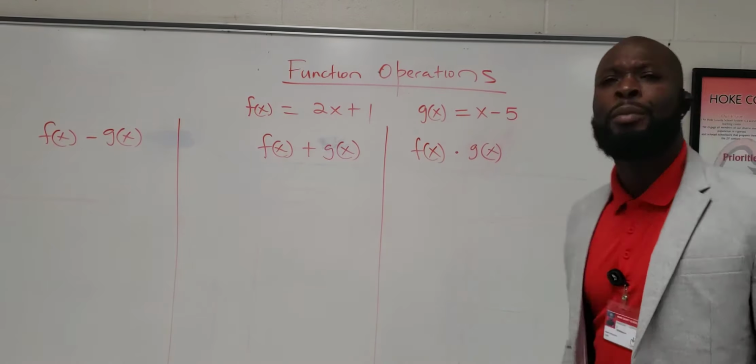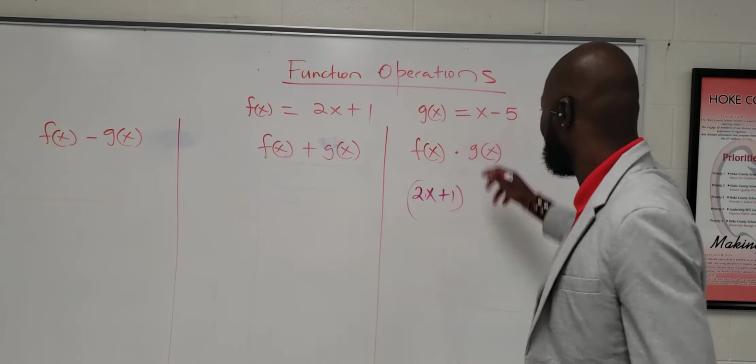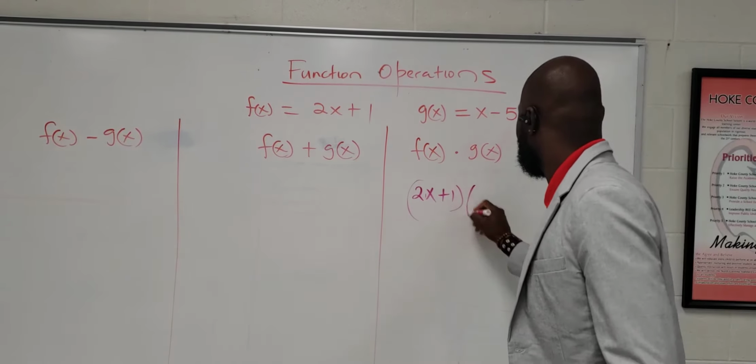So it said f of x times g of x, let us find out what that is. F of x is 2x plus 1 multiplied by g of x. G of x here is x minus 5. Okay? So that's the first thing that we should do.